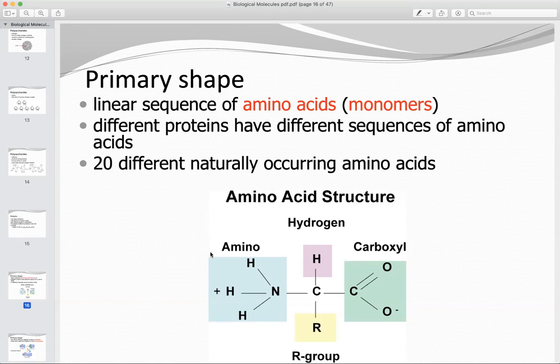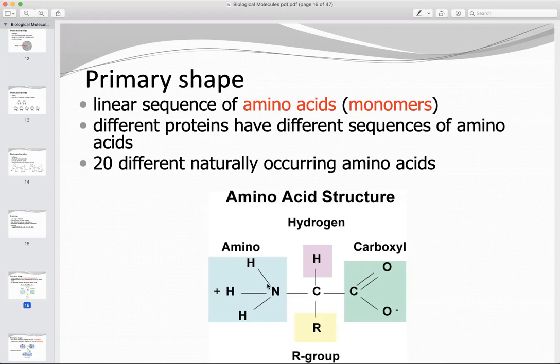If we see here the setup of an amino acid, we have an amino group over here, a carboxyl group over here, some hydrogen, and then our R chain of the amino acid. So we see here those 4 chemical elements that we talked about: carbon, hydrogen, oxygen, and nitrogen.